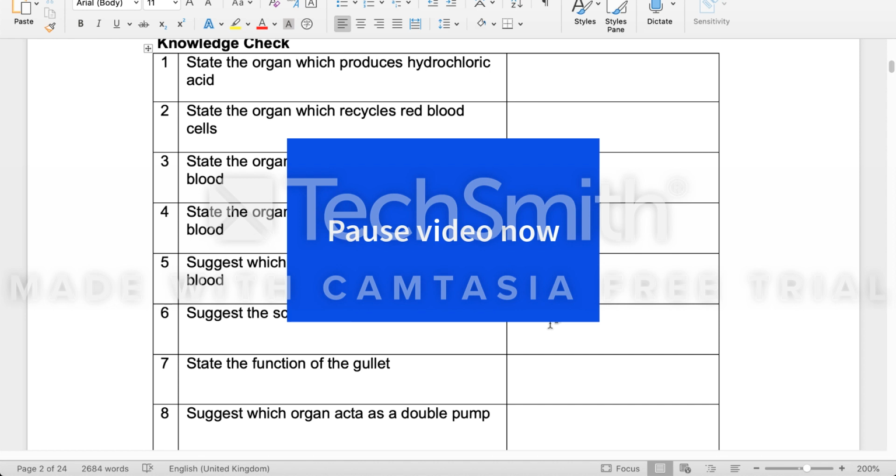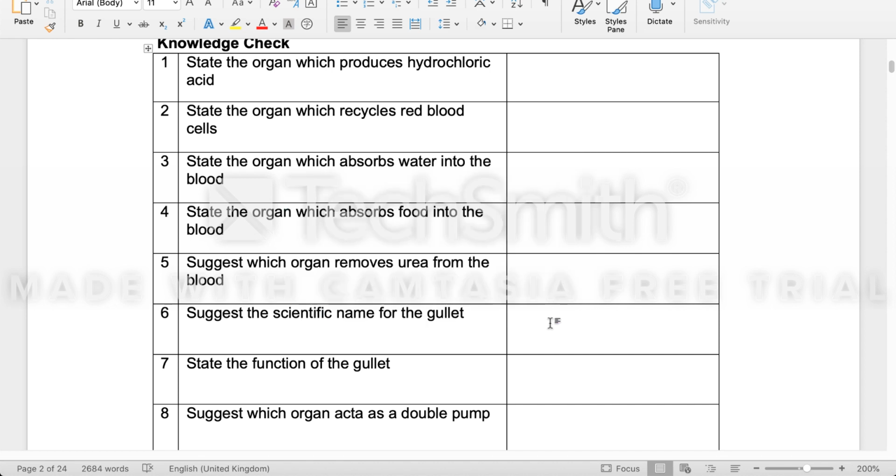Okay, so going through these knowledge checks, they're always going to be on previous lessons. Sometimes they might have a question or two on the lesson that you're going to do that day, but if you don't get those, that's totally fine. Number 1, state the organ that produces hydrochloric acid. As I mentioned before, if you ever see the word hydrochloric acid, make sure that you associate it with the stomach, because that's where all the acid is produced. Stomach acid.